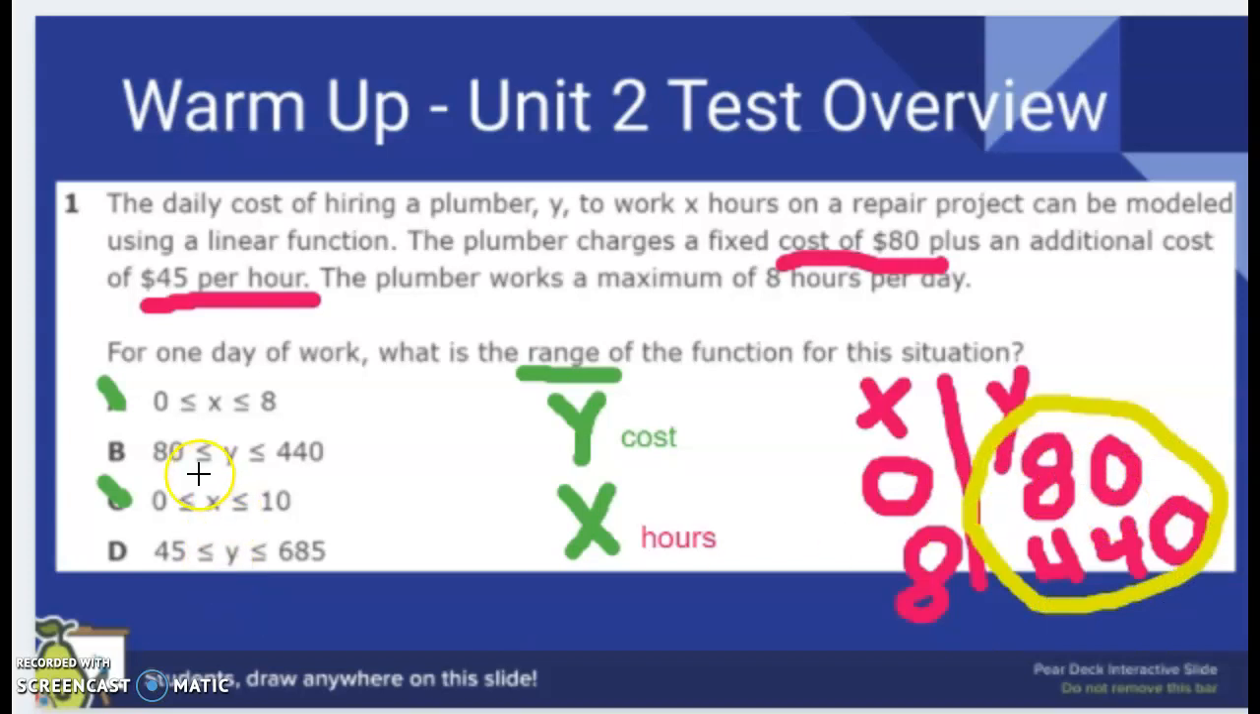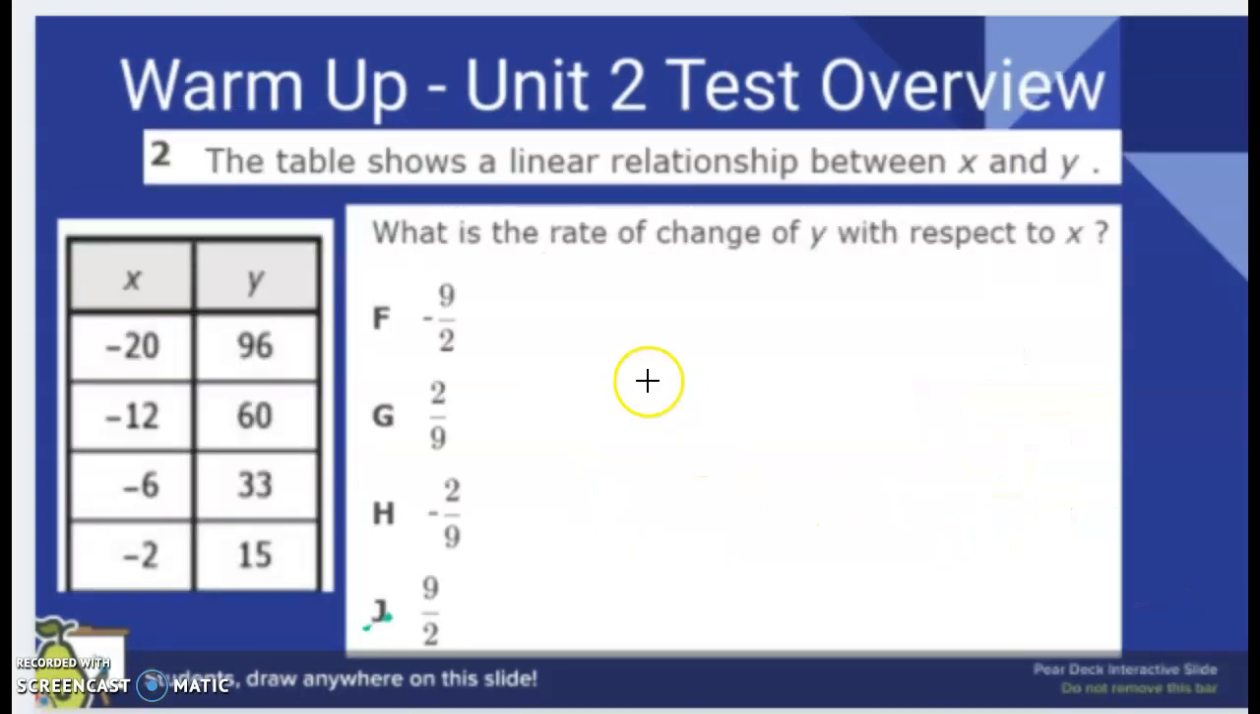Since we're talking about money, we need to make sure that we include those inequality symbols because money can be counted in parts. So the reason why it is B and not D is because even though he doesn't work any hours, before the hours start passing, he already starts with $80. Okay, the 45 is not correct because he's got to work at least 1 hour before he can get that $45.